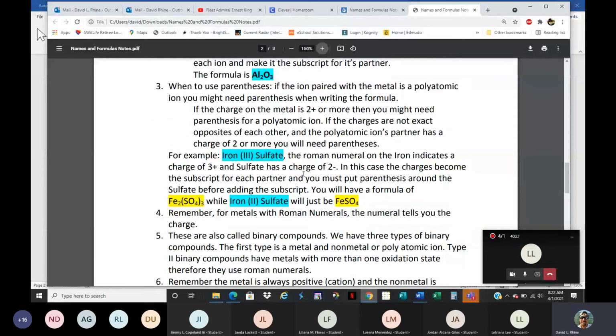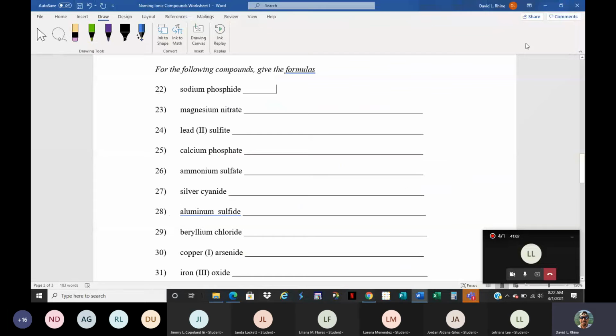All right. In the notes, it's when to use parentheses. If the ion paired with the metal is a polyatomic ion, you might need parentheses. If the charge on the metal is 2+ or more, that is, either 2+ or 3+. If the charge on your polyatomic ion, let me put it another way. If you need to add a subscript of 2 or 3 to your polyatomic ion, then you have to put parentheses around it first. That's probably the easiest way to say it. It's probably easier just to work through it and show you.